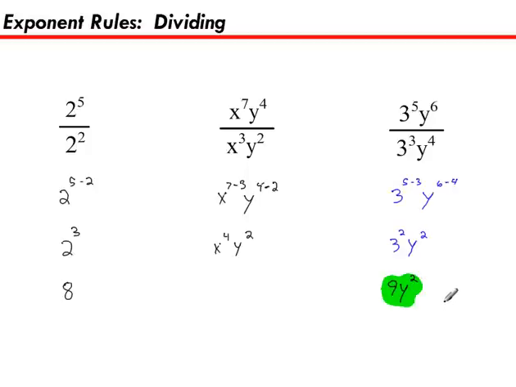In simplified form, we end up with 9y squared. And we got that by subtracting the exponents for the 3's, 5 and 3, and subtracting the exponents for the y's, 6 and 4, to arrive at 3 squared and y squared. And then we just said 3 squared was 9, so 9y squared.